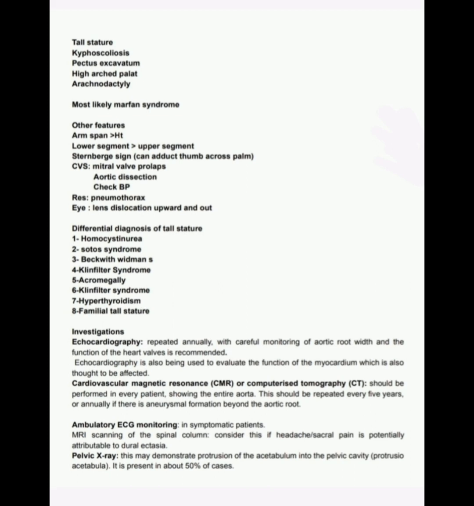CVS, we find mitral valve prolapse, aortic dissection, and check blood pressure. Respiratory system, we find pneumothorax. Eye, we find lens dislocation upward and out. Now, what are the differential diagnoses of tall stature?